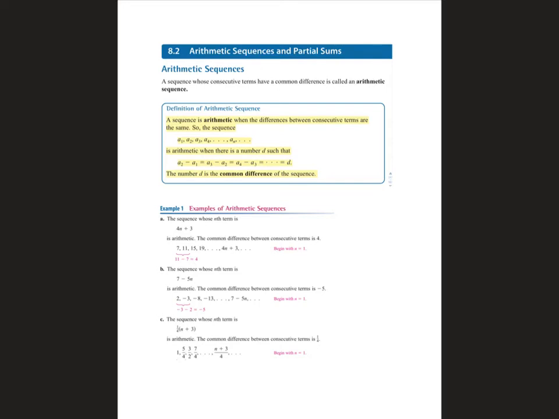All right, so 8.2, we're going to learn about arithmetic sequences and partial sums. So again, continuing from 8.1, now we just have a little bit more organization going on. It's going to give us a few numbers. We're going to come up with the equation for it, and we have a formula for that.